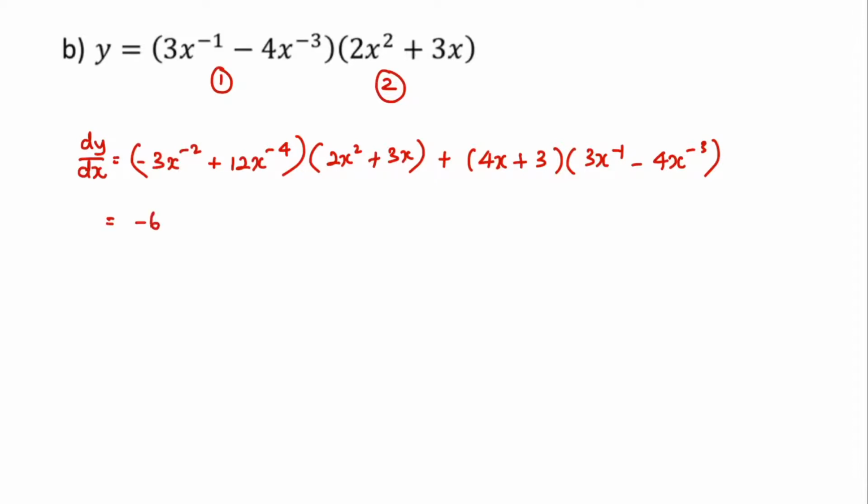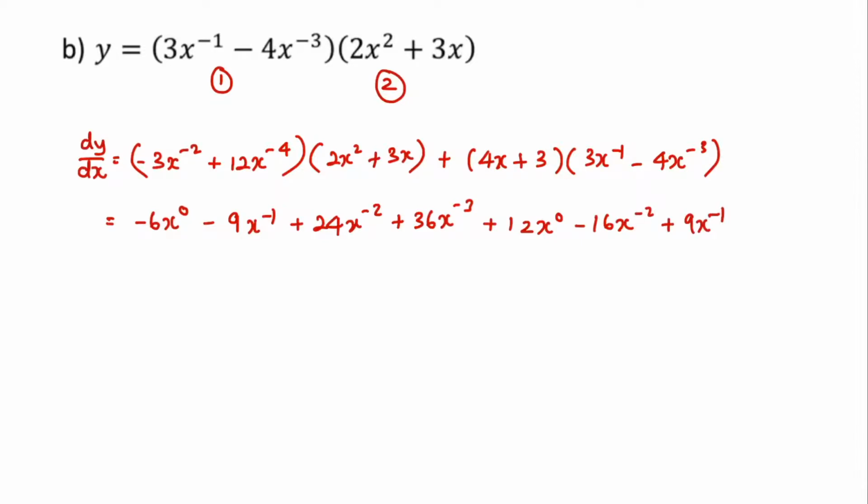So we have negative 6x power 0, minus 9x power negative 1 plus 24x power minus 2 plus 36x power negative 3, plus 12x power 0, negative 16x power negative 2, 9x power negative 1, and the last one is negative 12x power minus 3.